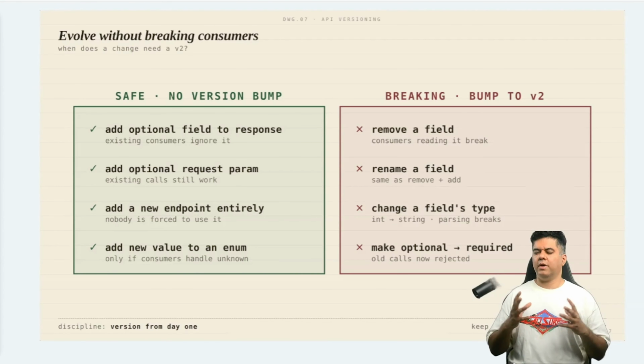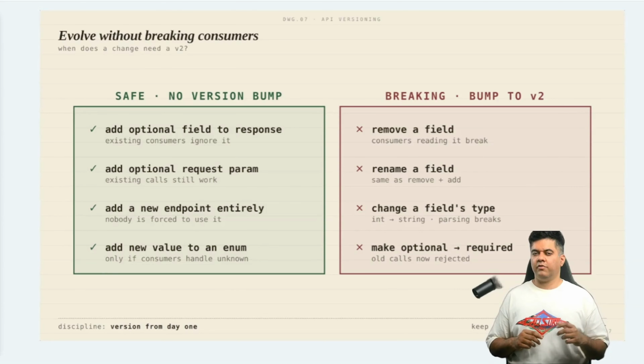And then you can also add a new endpoint entirely, which is also safe and nobody is forced to use it. Breaking changes require a version increment. For example, removing a field, renaming a field, changing a field's type, making an optional parameter required. Any of these break existing consumers. So you introduce v2 of the endpoint alongside v1, you keep v1 running, and you give consumers time to migrate and eventually deprecate it. The discipline here is versioning from day one.